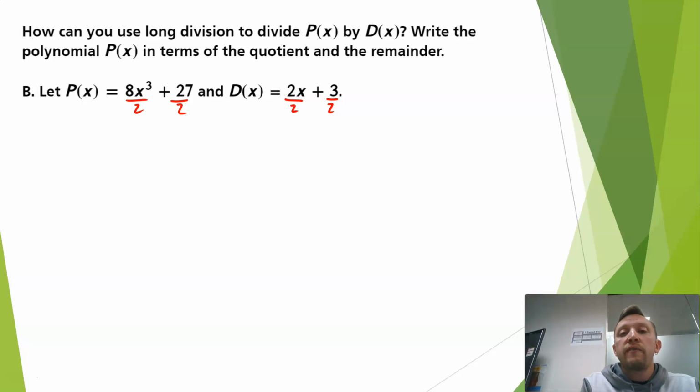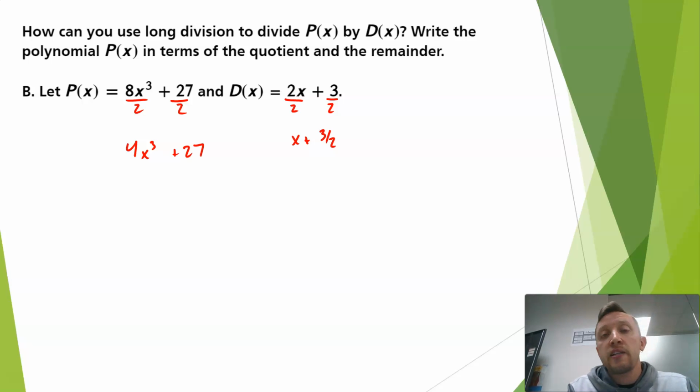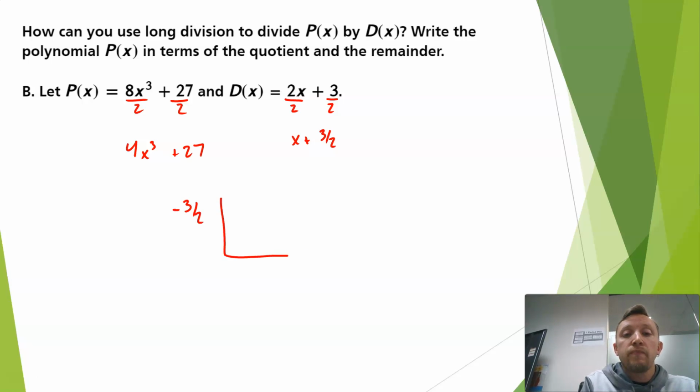Okay, so our divisor now is going to be 2 divided by 2 is 1, so we're going to have x plus 3/2. And over here, we're going to have 4x cubed plus 27. That's what we're going to divide. So our 0 in this case, if I set x plus 3/2 equal to 0 and solve it, I would get -3/2. Okay, and then we would go and put our numbers in.